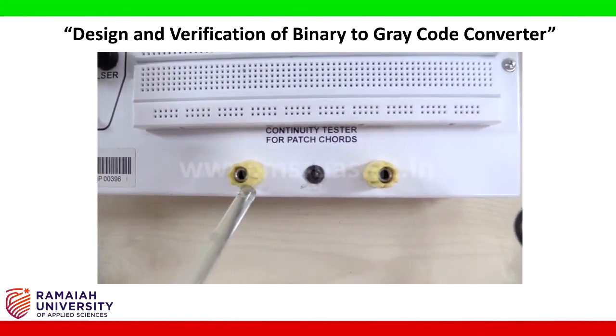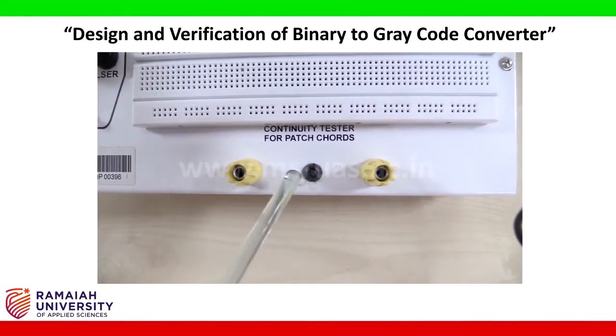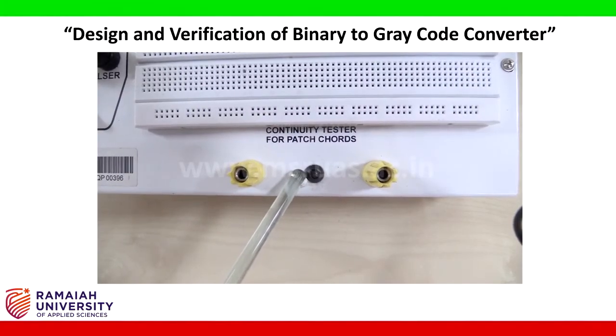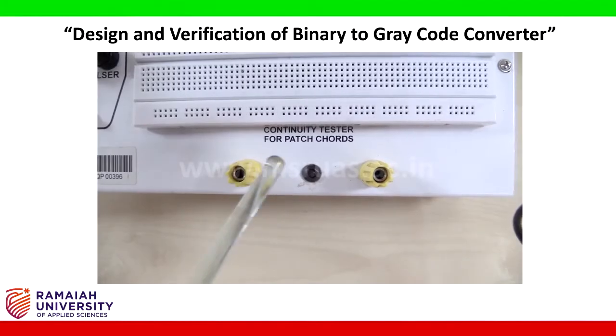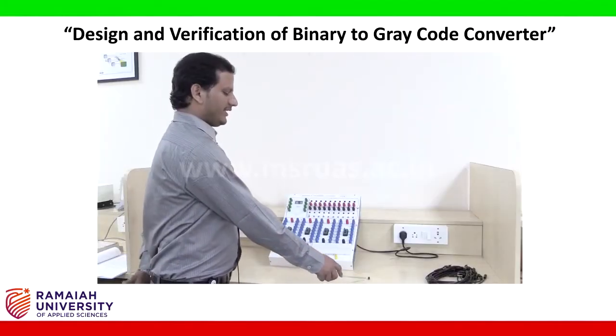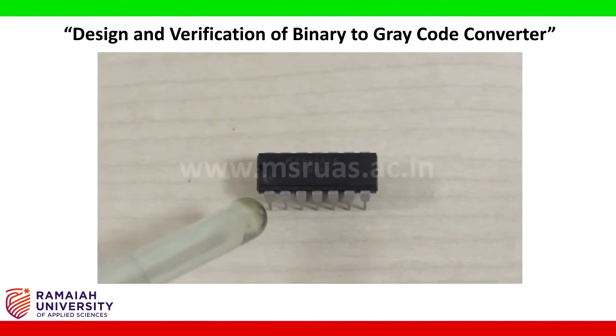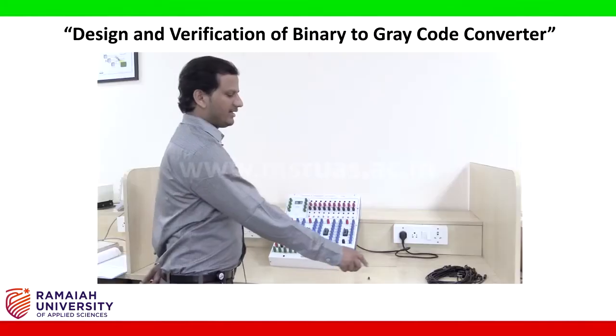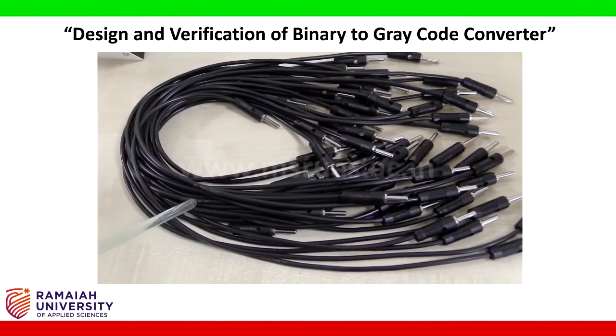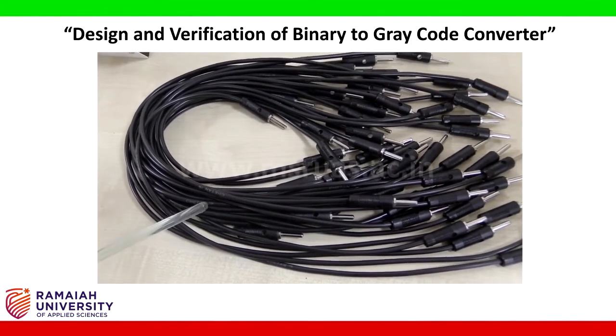If we connect the patch cord here, and you can see the LED bulb is on and the beep noise is coming, that means the patch cord is working properly, otherwise the patch cord has some problem. 7486 IC. This is the IC we are using in this experiment. This is XOR gate 7486, and patch cords. These are the patch cords we are using to connect the logic diagram.